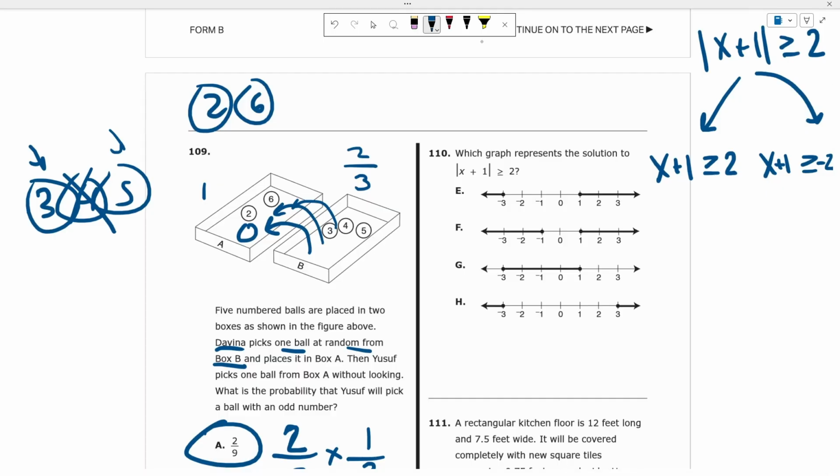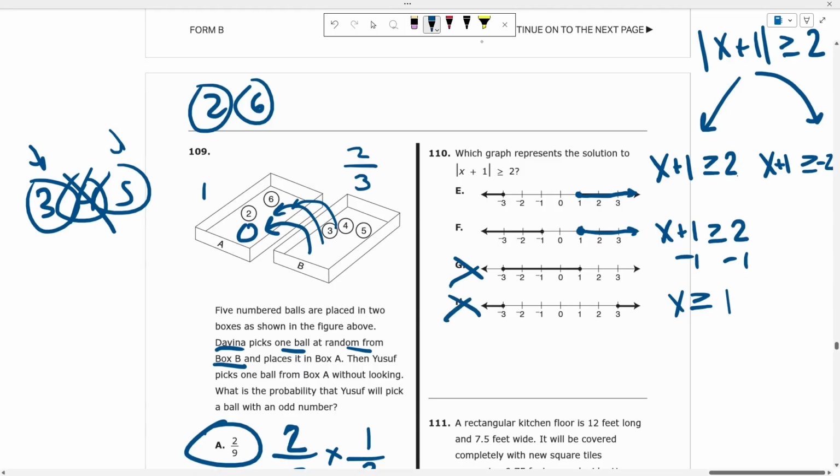X plus 1 has to be greater than or equal to 2. So if x plus 1 has to be greater than or equal to 2, solve for x, subtract 1 on both sides, and you know that x has to be greater than or equal to 1. So our number line should have 1 and everything that's greater than that coming from it. Okay? So choice G is out of the running and choice H is out of the running.